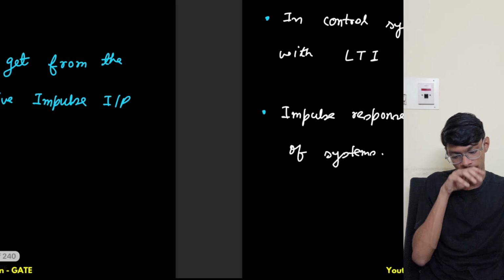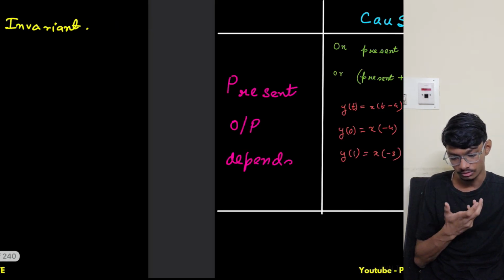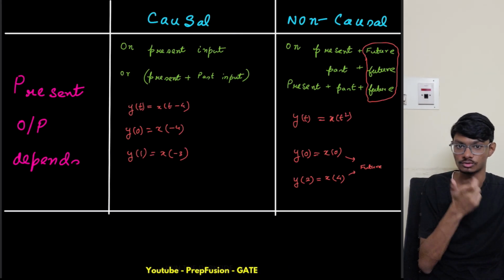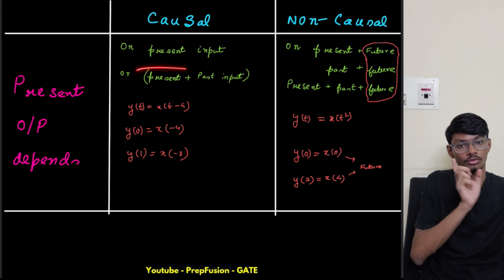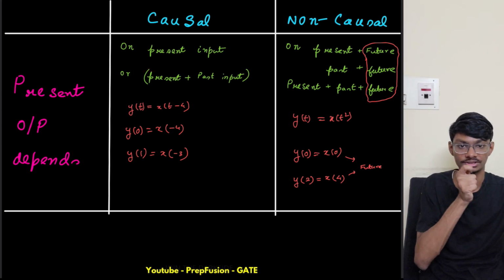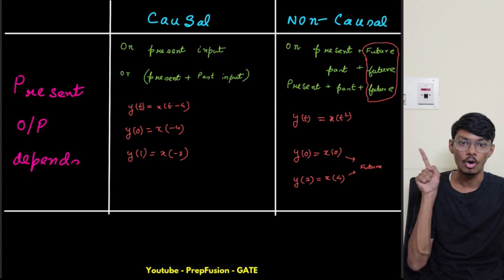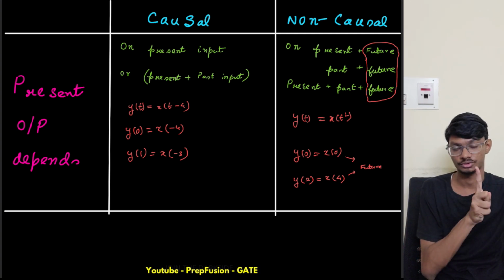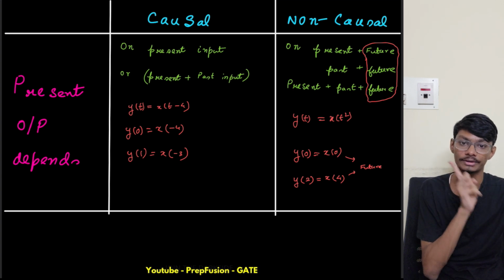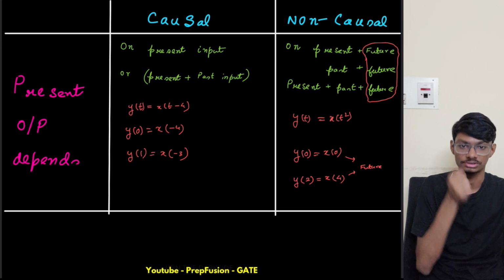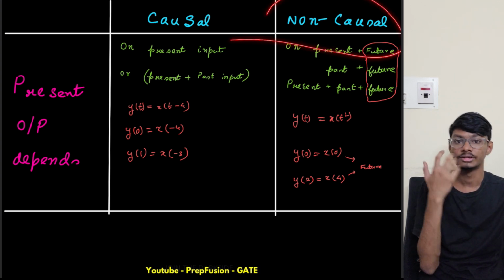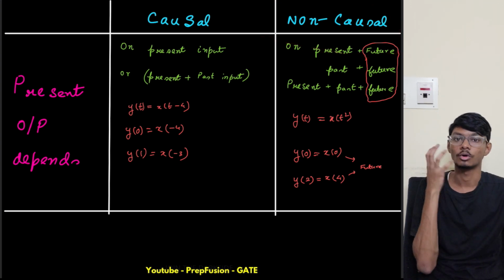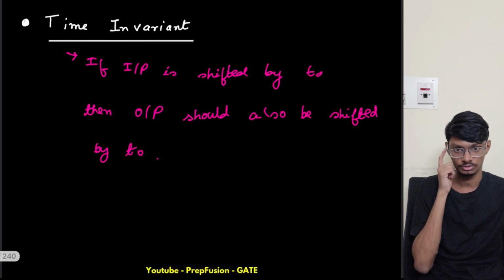Then we studied what is LTI, what is causal and non-causal. In a causal system, the present output should depend only on the present input or the present plus past input. It should not depend on the future. That is the most important thing. The output should not depend on the future input, then it is a causal system. If the output depends on future input, then it is a non-causal system. This is the main thing you need to keep in mind.